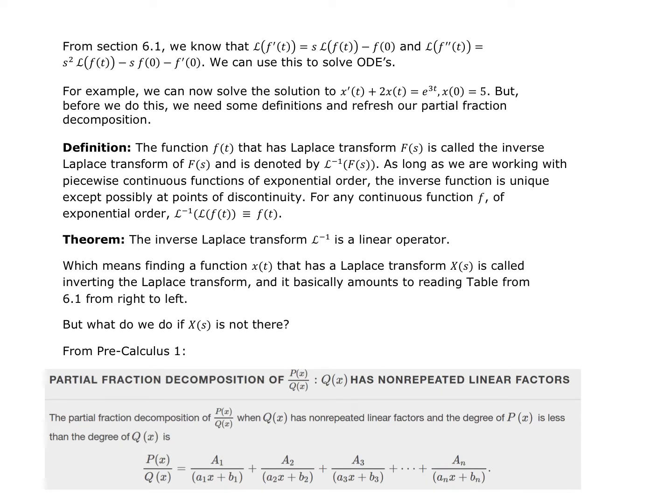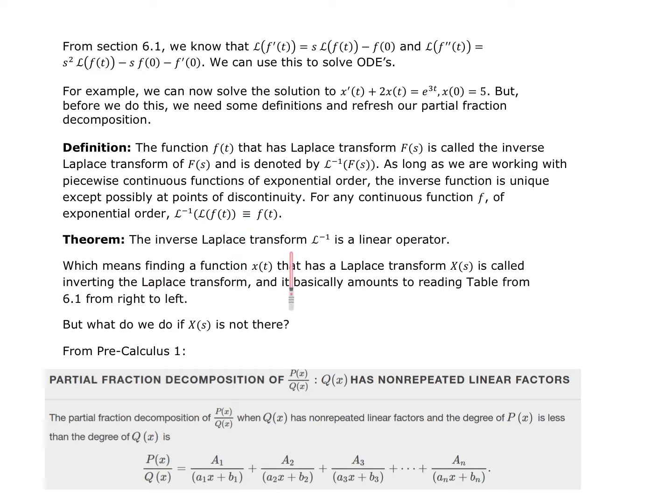So here's our definition. We say f of t has a Laplace transform, capital F of s, is called the inverse Laplace transform of F of s, and is denoted by this funky looking L, the script L raised to the negative 1, so the inverse, of capital F of s. As long as we are working with piecewise continuous functions of exponential order, the inverse function will be unique, except possibly at the points of discontinuity. For any continuous function, lowercase f, of exponential order, the inverse Laplace of the Laplace of f of t is equivalent to f of t.